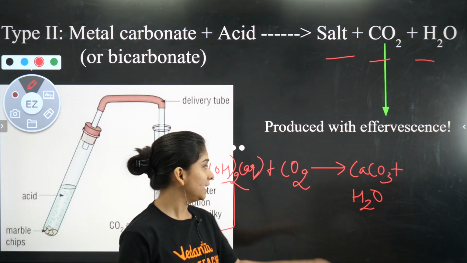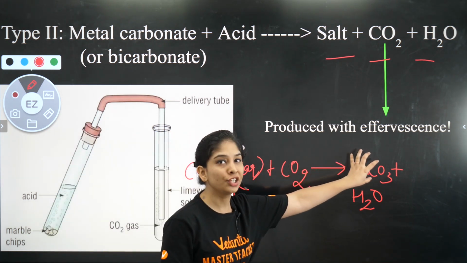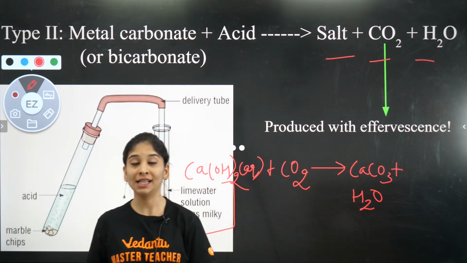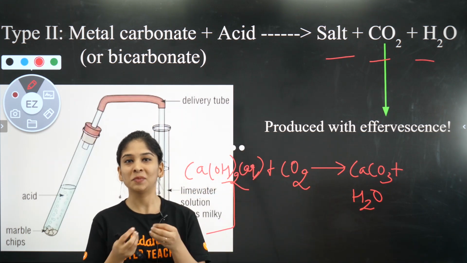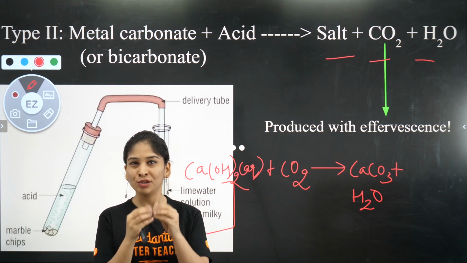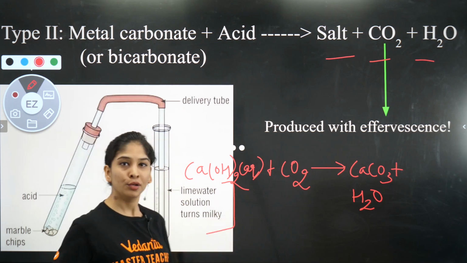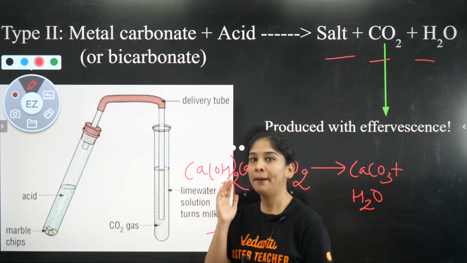Why is this milky appearance going to come out? Because of calcium carbonate that is formed with water, and this calcium carbonate is basically white color and does not dissolve into water properly. So a milky appearance will form. That's how your lime water turns milky.